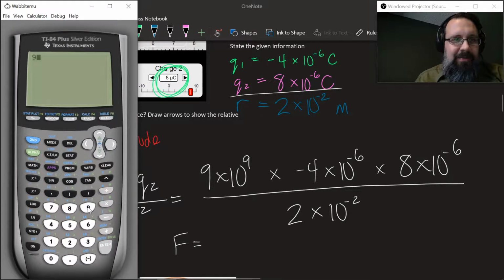Okay, so here's how you put this in a calculator. Type 9, and then I'm going to go EE, 9. So I just wrote 9 times 10 to the 9. The little e stands for times 10 to the. I'm going to multiply this by negative 4, second EE, negative 6. I just wrote negative 4 times 10 to the negative 6, times 8 times 10 to the negative 6. I forgot to put a multiplication over here. I'll get confused if I don't do that.